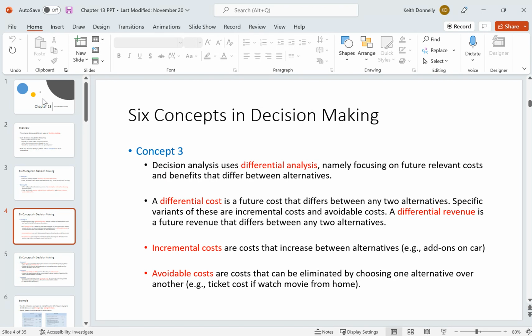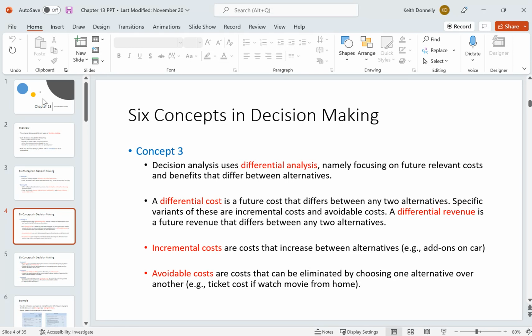So the idea with this is, let's say it's a make-buy decision. In light of choosing option A or B, what would our costs be? Are the costs going to differ between them? Are we going to have revenues that are different between them? Those are going to be the future relevant costs and benefits.